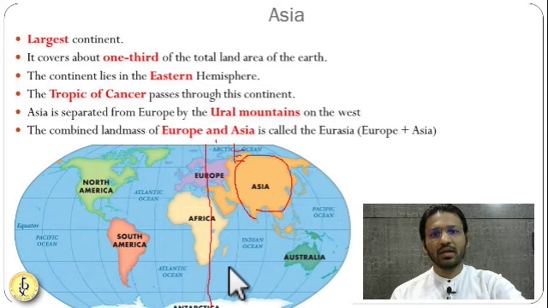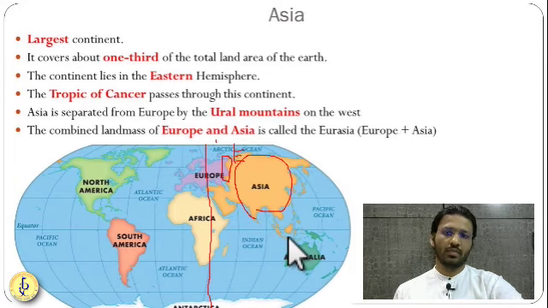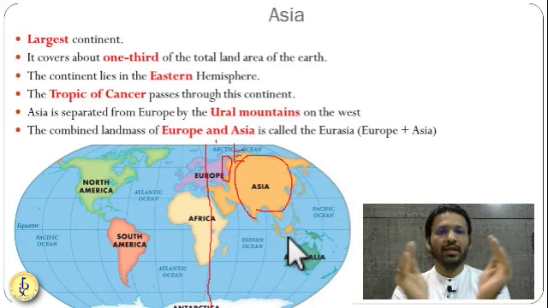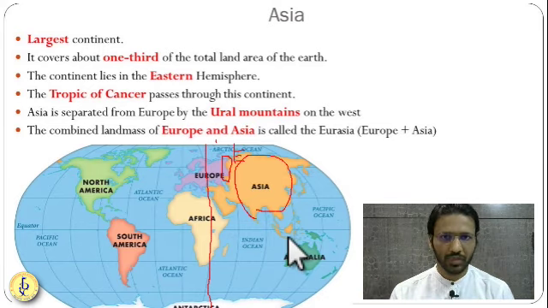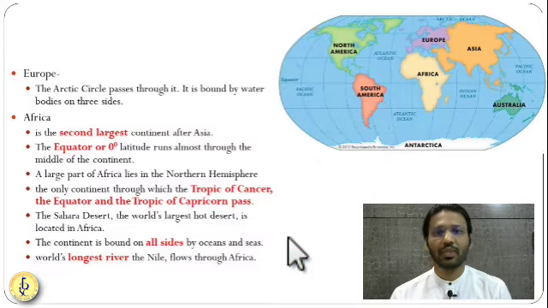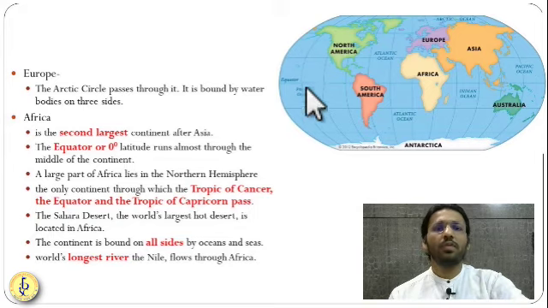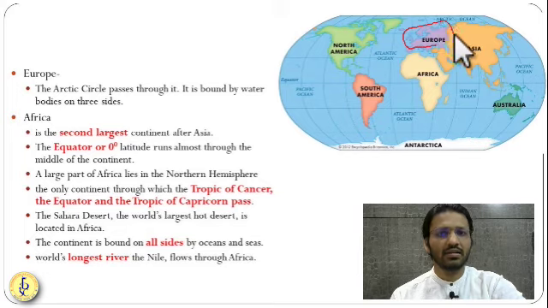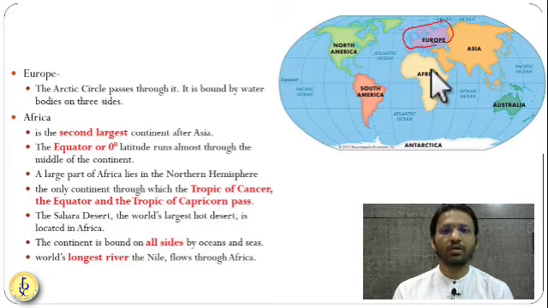Now you can see over here, the Ural Mountains are separating Europe from Asia. So these Ural Mountains are very important. If we combine Europe and Asia, we call it Eurasia or the Eurasian continent. Next continent is Europe. It's not very important, but just remember that the Arctic Circle is passing through the European continent. It's not very huge.